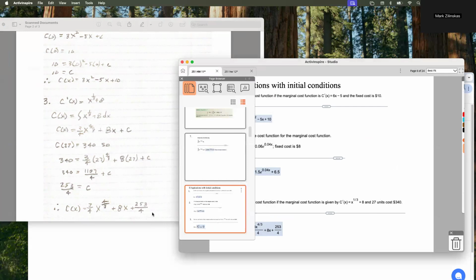Pretty straightforward, pretty simple. We're just adding in that step. And remember, all we're doing here, instead of dealing with a family of functions with an arbitrary C, we want a specific one with this characteristic. In other words, the cost of 27 units was $340. And so we just need to solve for the specific C to find our original cost function. Because again, this represents infinitely many, and we want the one that has that characteristic. All right, so that wraps up that video, and we'll be back with the next one.